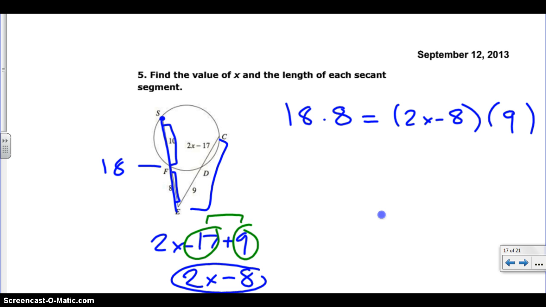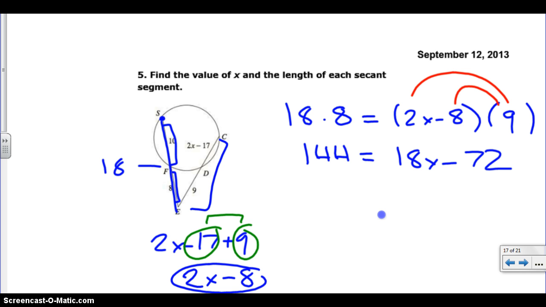All right, so now we have to do 18 times 8. Do that in your head. 8 and 8, 64, to 144? Yeah, 144. And then 9 times 2x is 18x. So what are you doing here? Oh, we're distributing. Don't forget to distribute. So you get 18x minus 72.